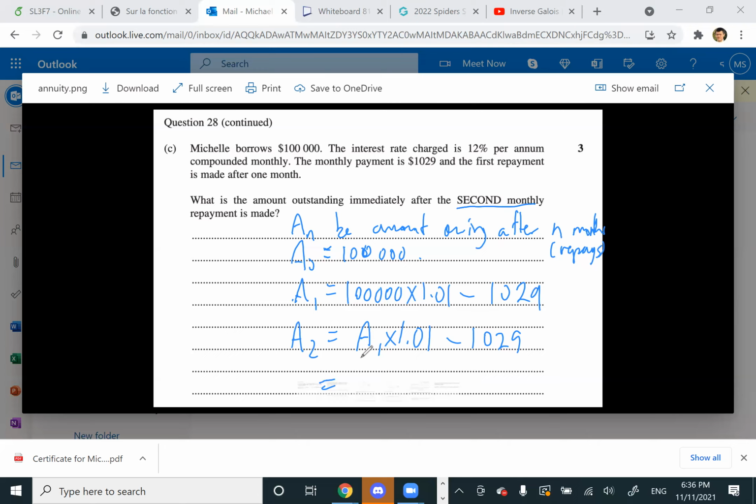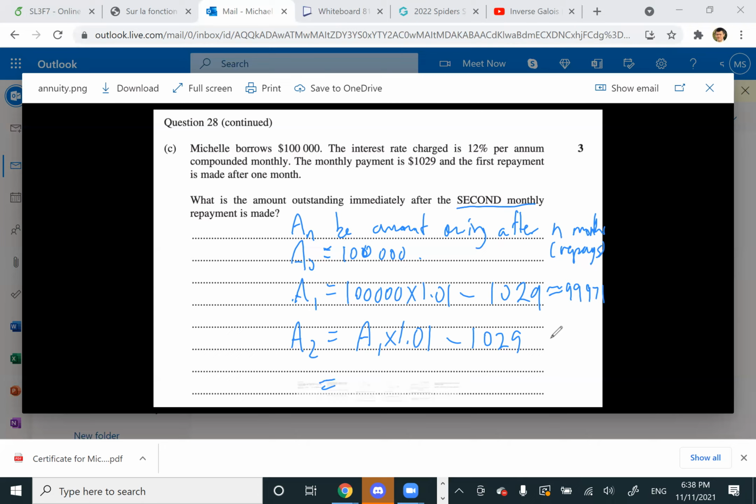Is that the answer? If it's after the second monthly repayment, A2 is defined to be right after the second monthly repayment. A1 is roughly 99,971, plus 1,000 minus 1,000, so it's less than 100,000. Are you sure A2 is more than 100,000? It feels like it should be less. It's 99,971 times 1.01, not to the power of 2.